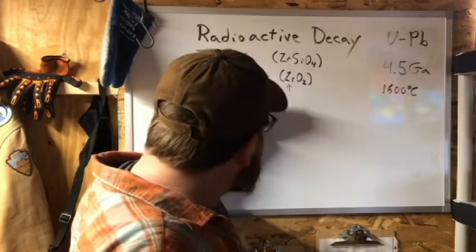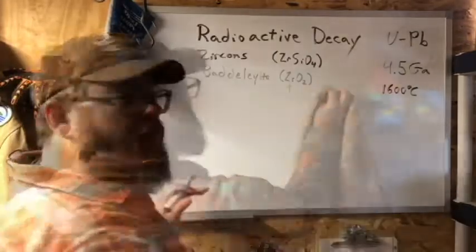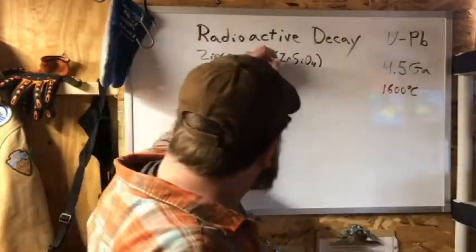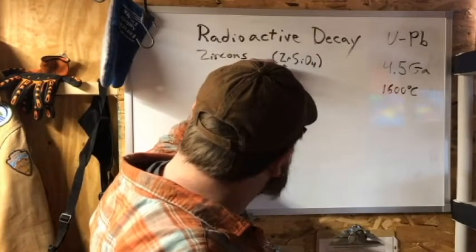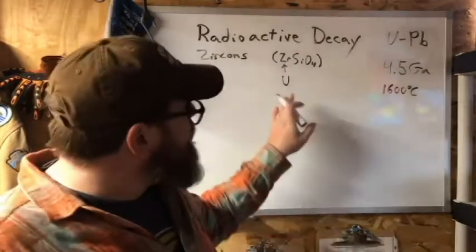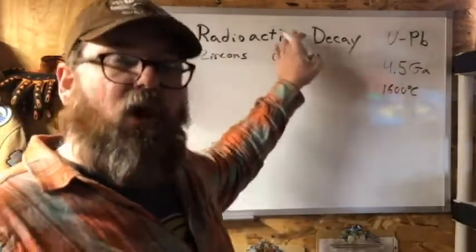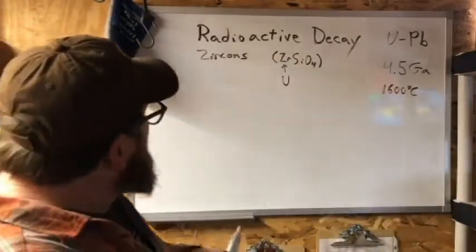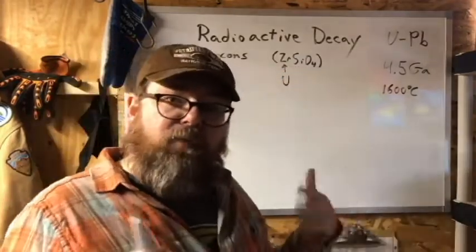Actually, let's get rid of baddeleyite because I've done a whole video on it and I'm not going to talk about it again, okay? But uranium can substitute in zircons, and that's what we date. We don't date the zirconium atoms. We date the uranium atoms inside, which will bond with the rest of the structure, and that's what we date.